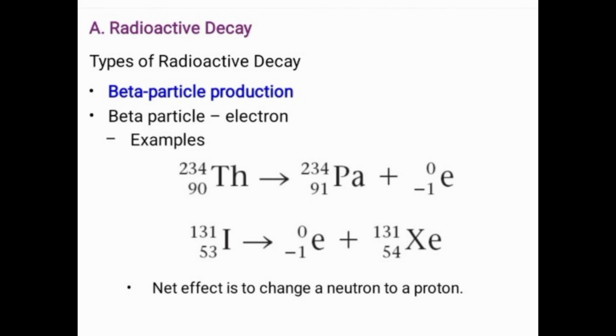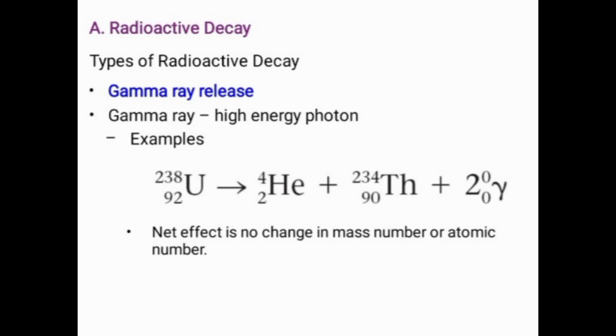Radioactive decay also includes beta particle production. A beta particle is an electron. So these are the examples. Net effect is to change a neutron to a proton. So the example from above is the neutron, and when you convert it, it must be a proton. Next is gamma ray release. A gamma ray is a high energy photon. Net effect is no change in mass number or atomic number.